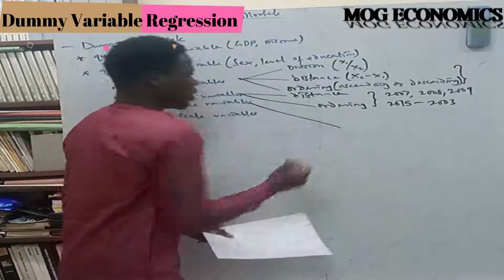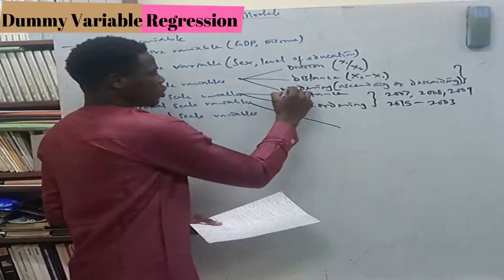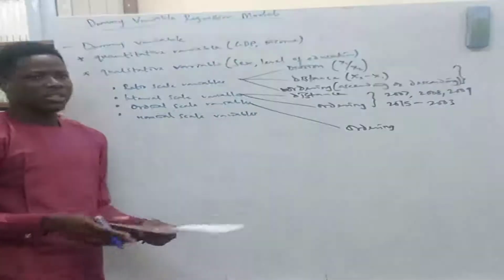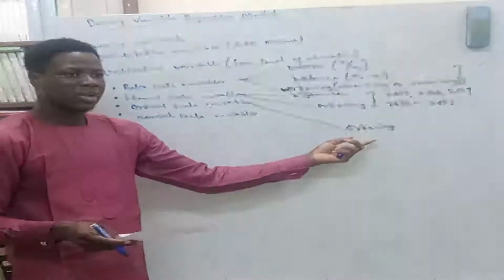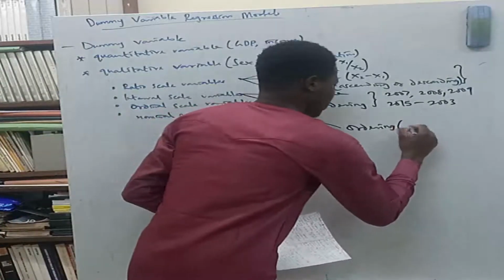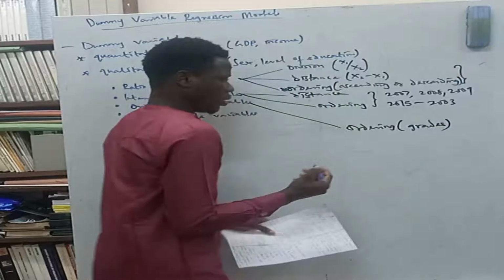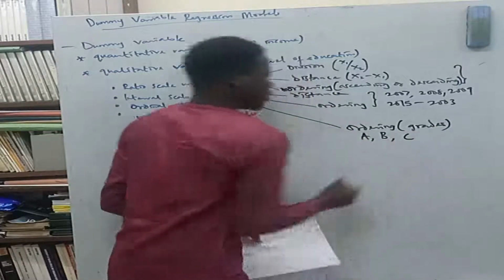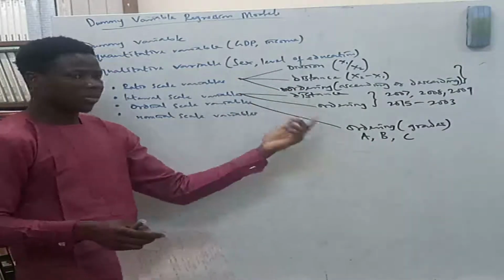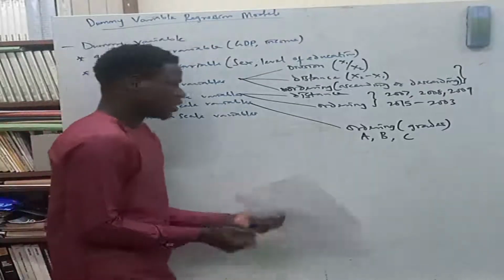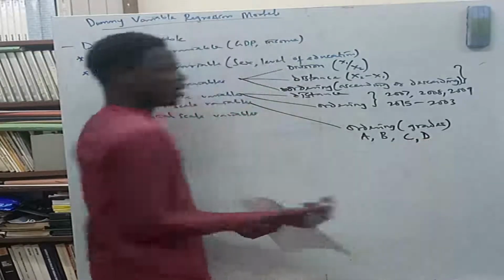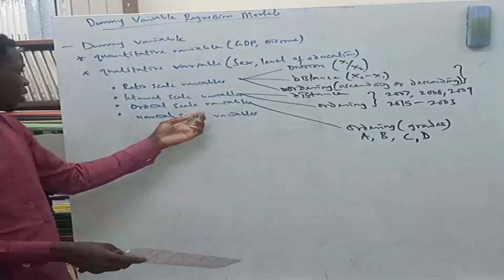The ordinal scale only has the last feature of the ratio scale, that's ordering. This ordering comes in where you're talking about hierarchy, for instance grades: grade A, grade B, and grade C. It is not possible to say B divided by A, or B minus A. You can only order them. Grade A from 90 to 100 is higher, followed by B, followed by C, then followed by D. That is for the ordinal scale variables.